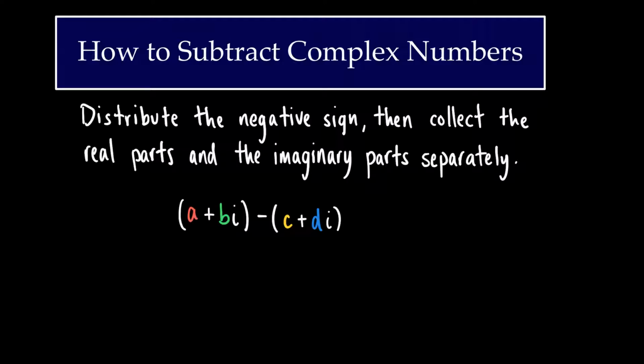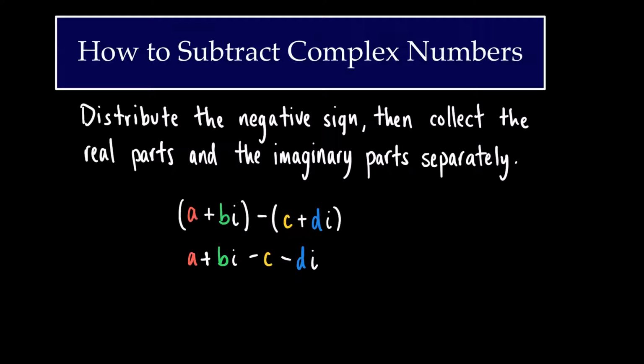So when we do this, let's write this out. So a plus bi, I'm just going to rewrite. That's not going to change at all. But what's important here is that this negative sign goes to both parts. So what's going to happen here is you're going to get minus c and then minus d times i.